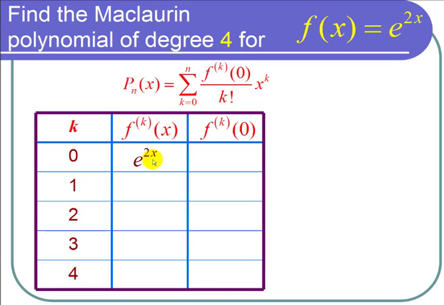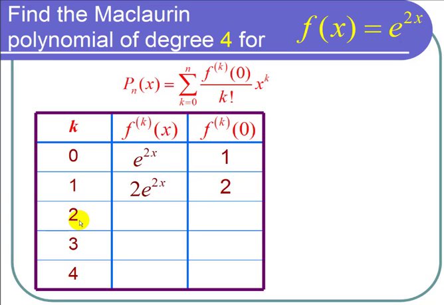So if I plug in 0 into e to the 2x, I get e to the 2 times 0, and that's just 1. So now let's take a first derivative of our function. The first derivative of e to the 2x, I use a chain rule, the derivative of 2x is 2, times the derivative of the exponential, e is just itself. So I get 2e to the 2x. Now let's plug in 0. E to the 2 times 0 is 1. 2 times 1 is just 2.